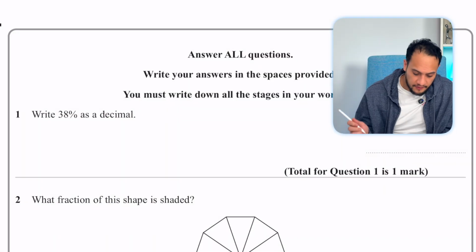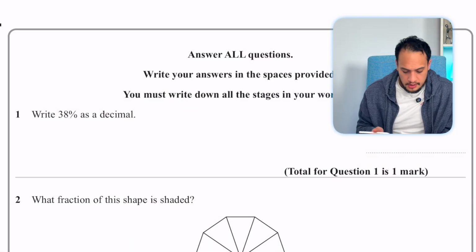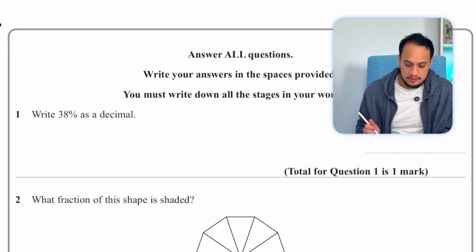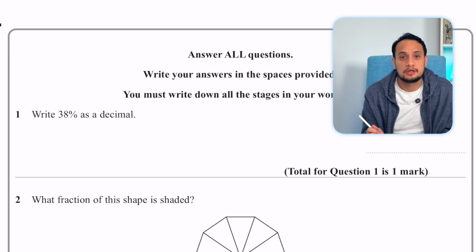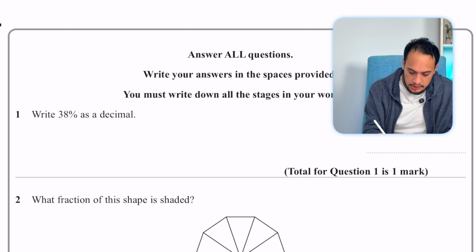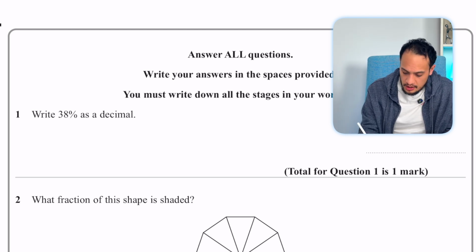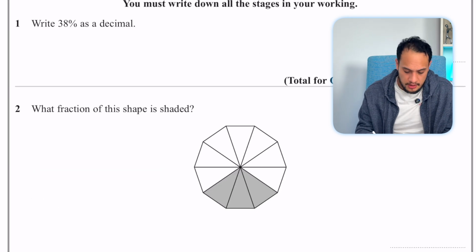So we're going to start with the first question. Question 1, write 38% as a decimal. If you're converting percentages to decimals, you divide by 100. So I'm going to divide 38 by 100 and I'll get 0.38. That will start us off.